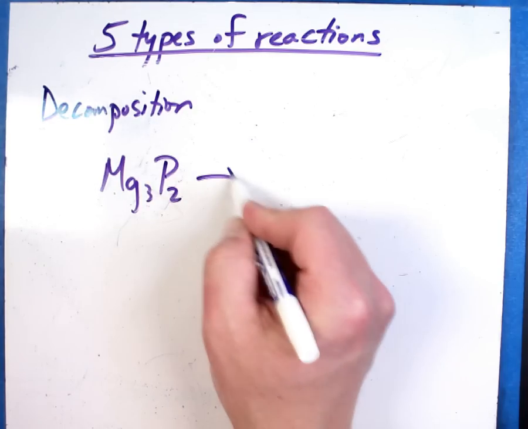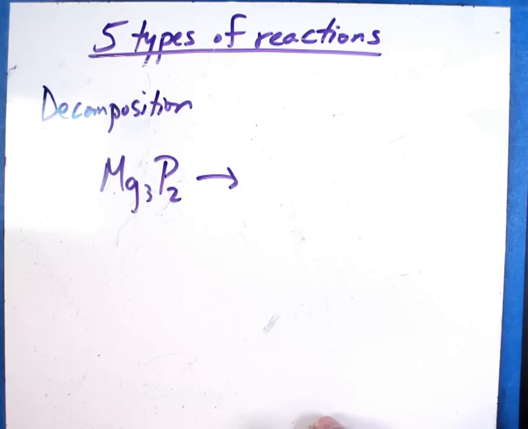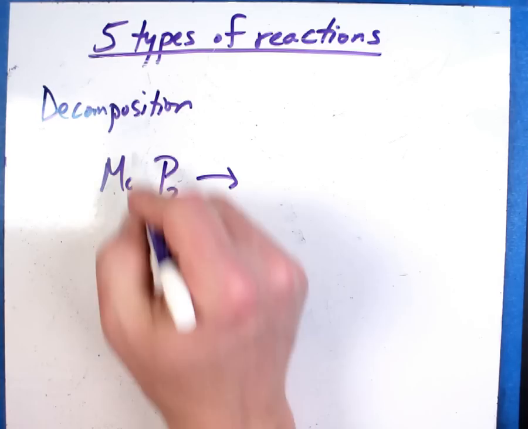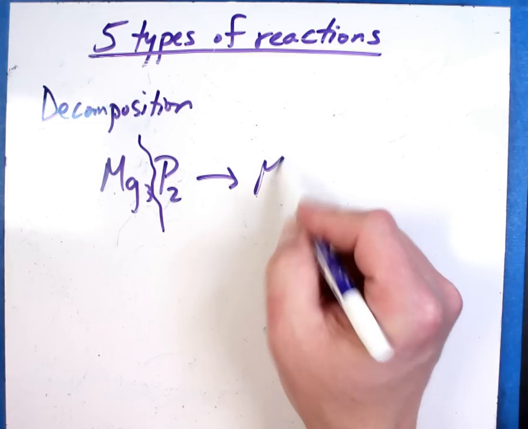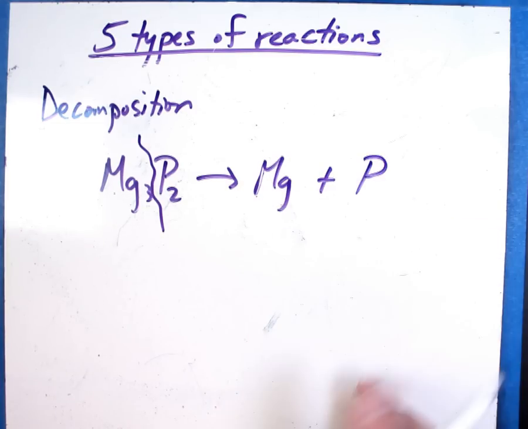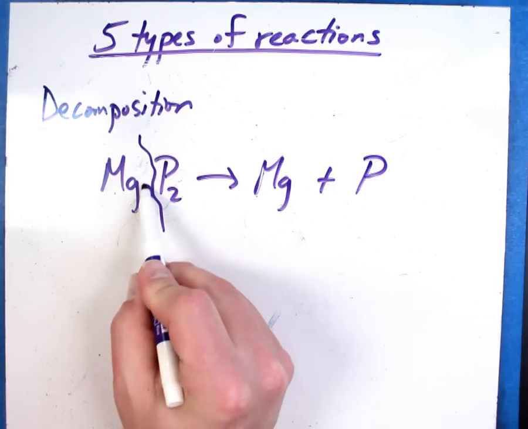Mg3P2. Now you'll notice it's the only one that does not have a plus on this side. In a decomposition, you just cut it in half. Mg and P. That's all. Now, why don't I move the 3 and the 2?